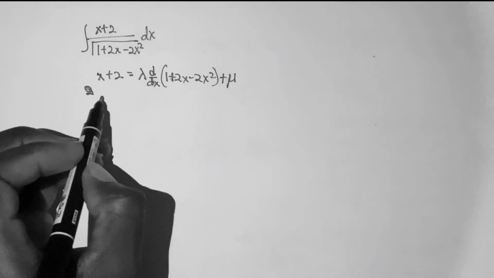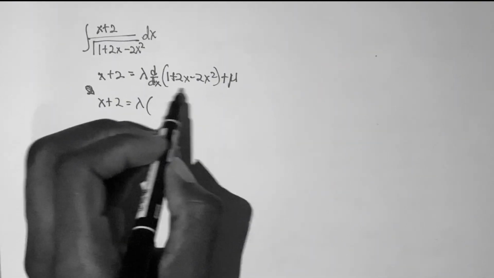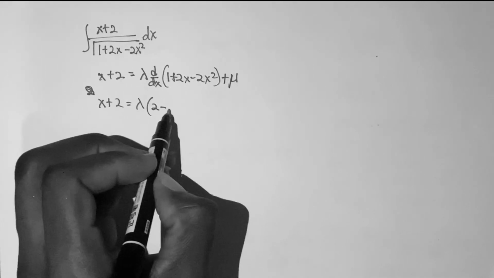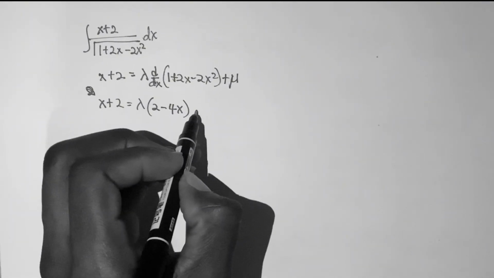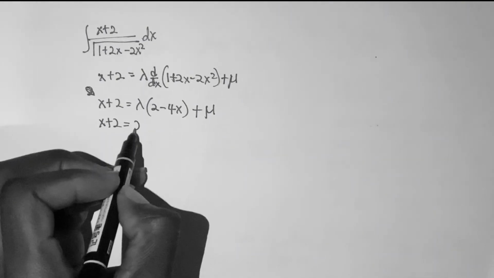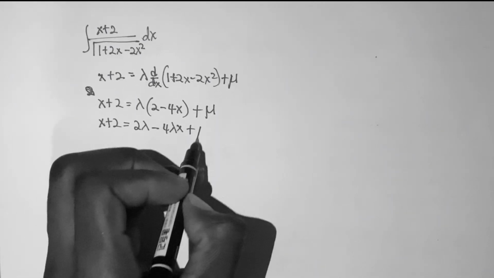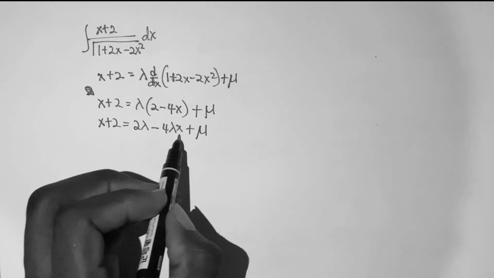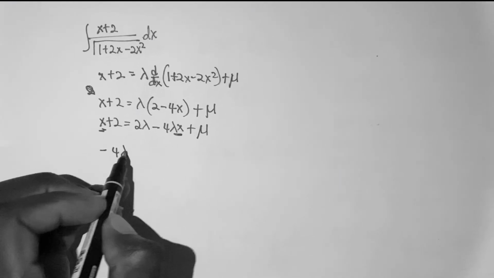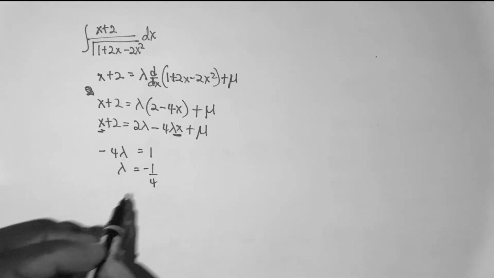So x plus 2 is equal to lambda times: if you differentiate 1 it is 0, if you differentiate 2x it is 2, then if you differentiate minus 2x squared it is minus 4x, then plus mu. So x plus 2 is equal to 2 lambda minus 4 lambda x plus mu. You see that there is an x here and an x here. It means that minus 4 lambda is equal to 1, and therefore lambda is equal to minus 1 over 4.